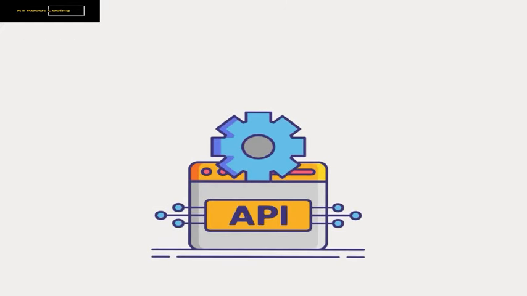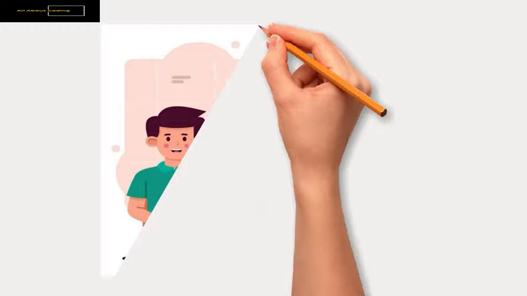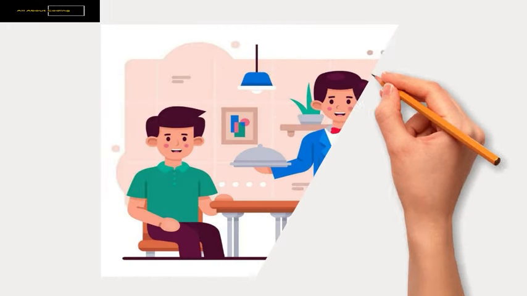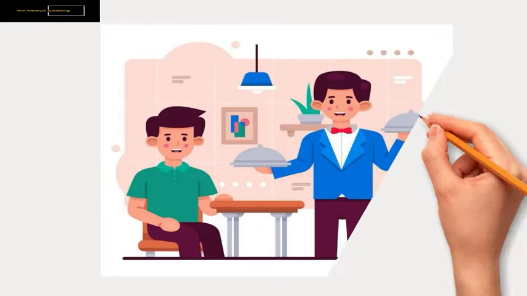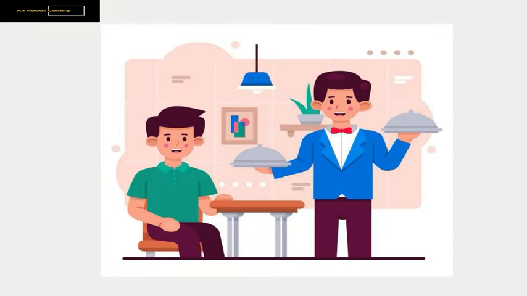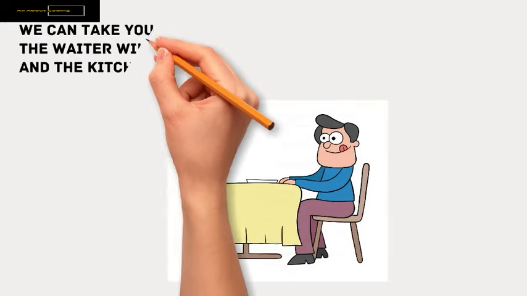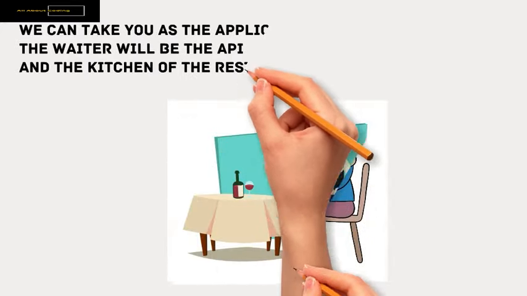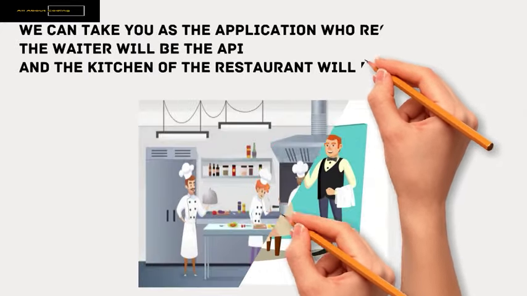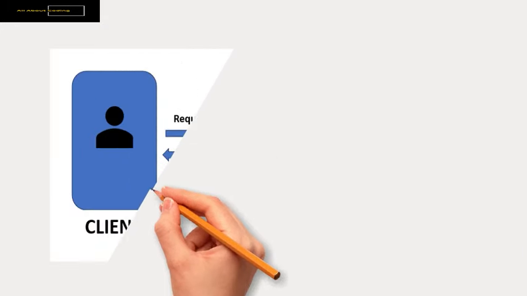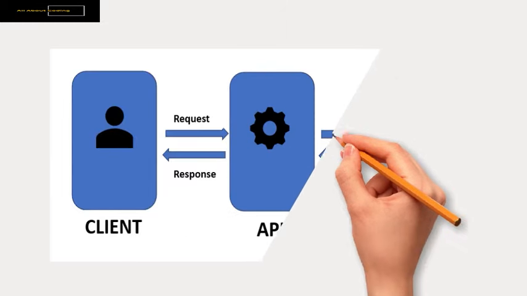To make clear what an API is, let's take a real-life example. We can take an API as a waiter in a restaurant. When you order something, the waiter will take the request to the kitchen and bring back what you ordered. In this scenario, we can take you as the application who requests data. The waiter will be the API and the kitchen of the restaurant will be the server. Likewise, an API acts as a communication medium between two programs or systems for exchanging data.